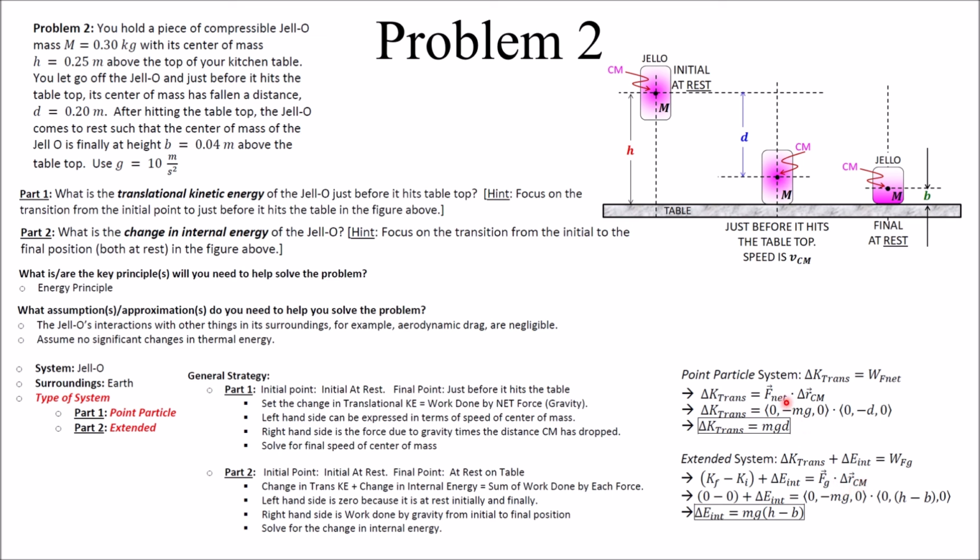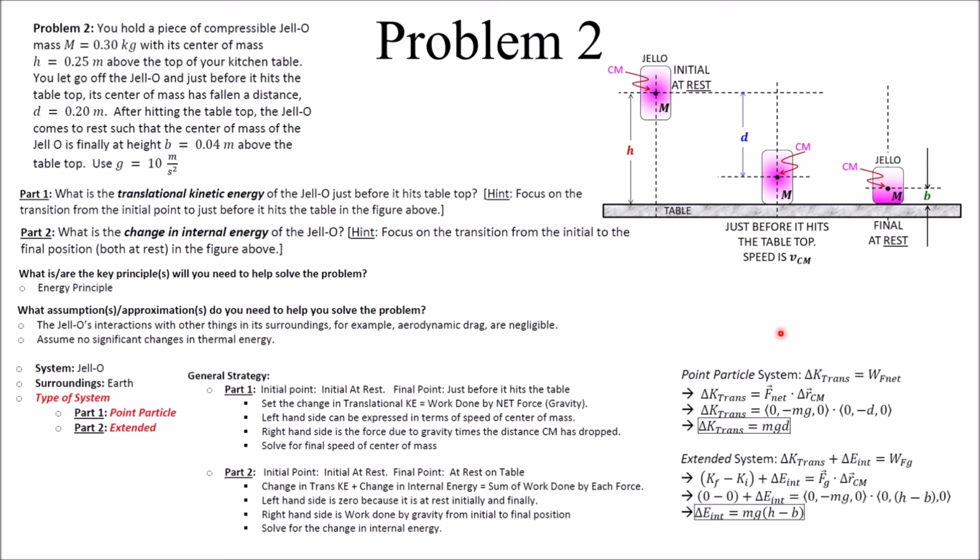It's very similar to what it was before, but we do have a different distance. The distance here is not d, it's a little bit farther than d. It's expressed by h, which is the total here, minus b. So it goes a distance of h minus b. And so our change in internal energy is mg times (h minus b) to represent the new compressed displacement.